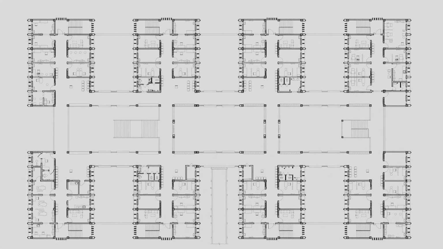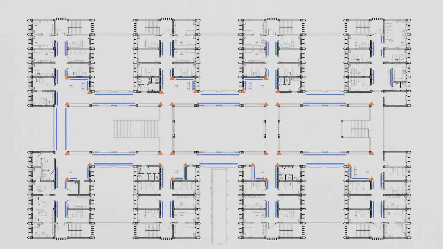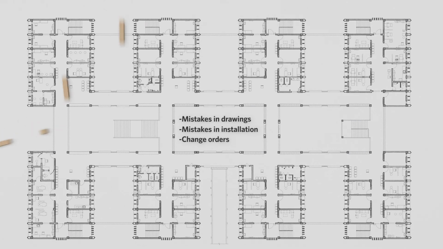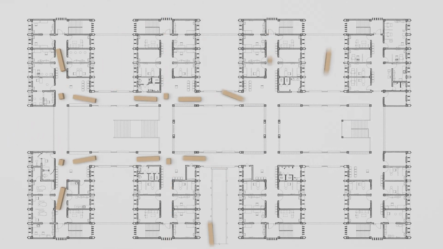Here's the old process. The product manufacturer gets the plans, they do a takeoff or estimate, and then add an arbitrary percentage to calculate the total material required for the job. There needs to be an additional percentage of material added to account for mistakes in the drawings and installation or change orders. Then they manufacture and provide the material in stock lengths, package in bulk, and ship the material to the job site.